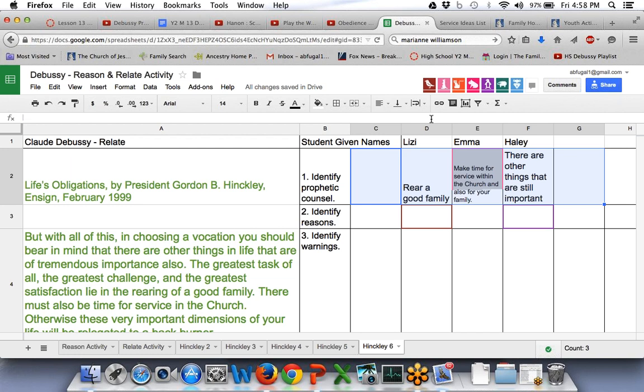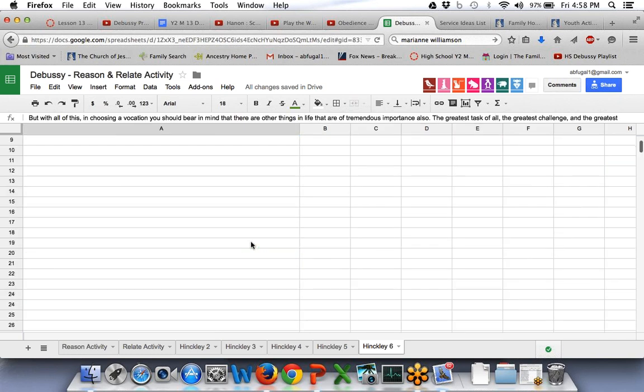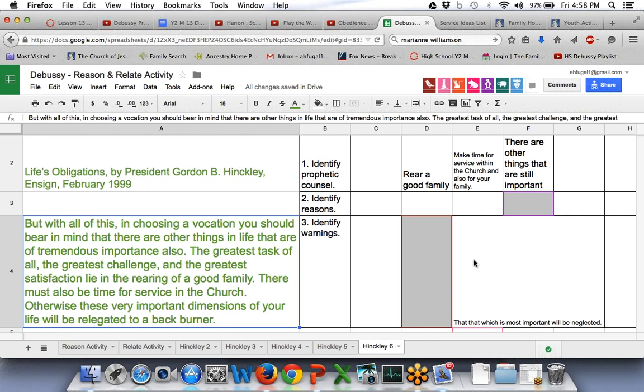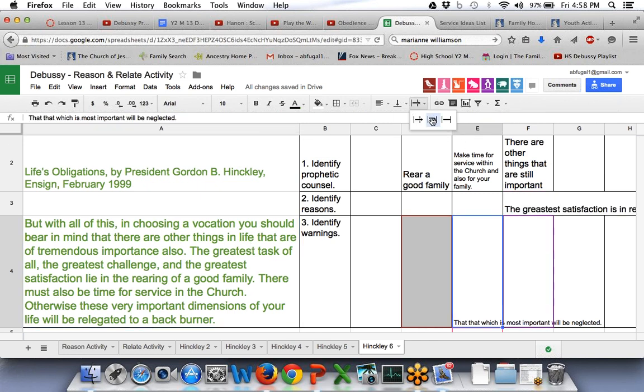And I do want you to notice the warning. We're just about out of time, but what is the warning? Oops, there we go. That's right. If you don't set guidelines, then all the great ideas you have as far as your vocation goes, all of those great ideas will make the most important thing be relegated to the back burner, and it will be neglected. And so we could learn from Debussy.